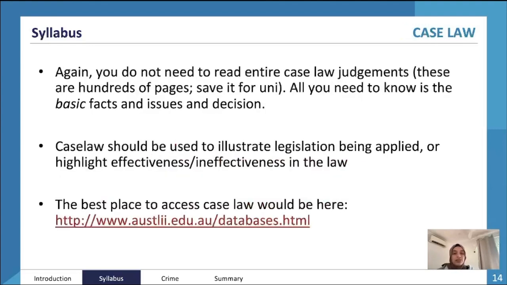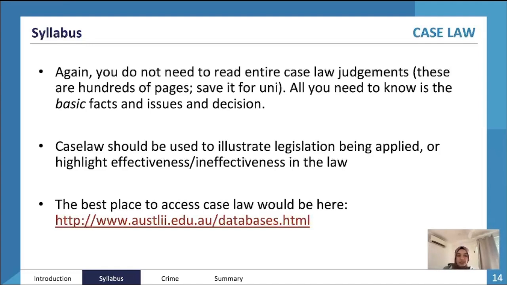Okay, case law. Again, you don't need to read the entire case law judgments. This is not expected of you. These are hundreds and hundreds of pages. If you plan on taking law at university, you can save it for then, but please don't read hundreds of pages. You don't need to go into that level of detail. All you need to know are the basic facts, the issues, and the decision. Those are the 3 main things. What are the facts of the case? What issues have arisen? And what was the decision? What was the verdict, for example?